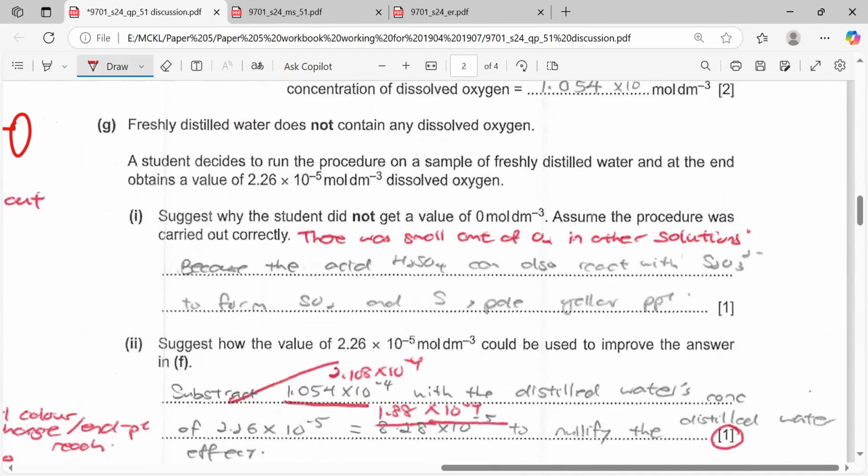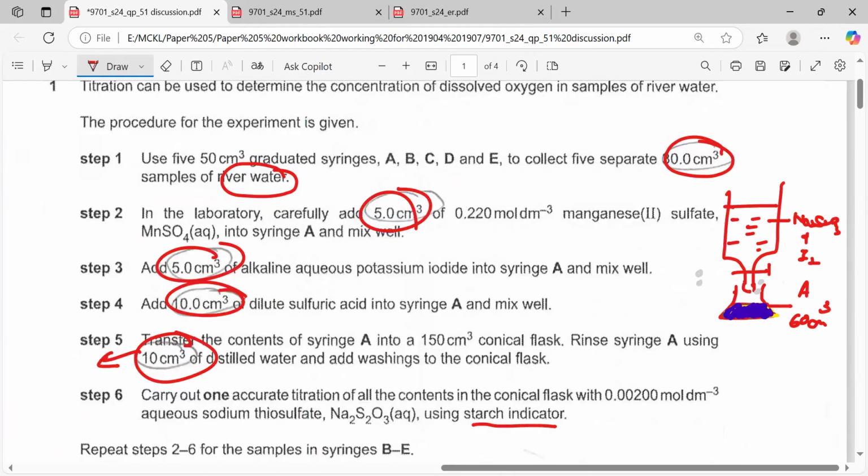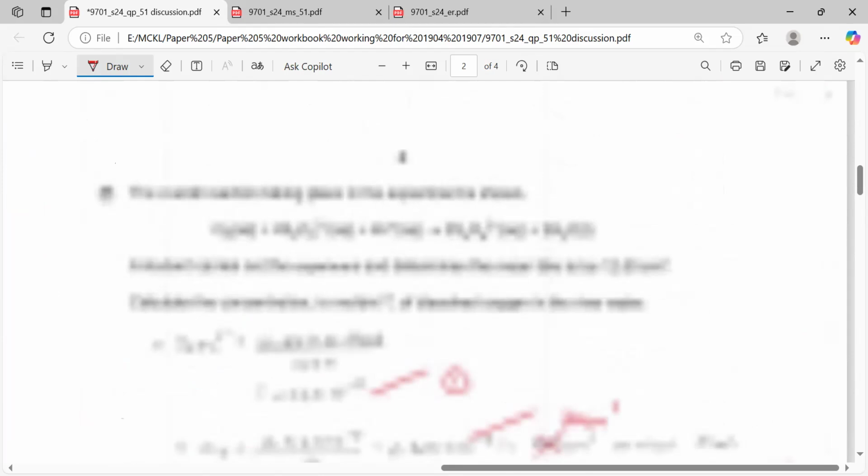Because when you run the procedure on a sample of freshly distilled water, you also have to add the remaining things. This is the negative control. You still have to put the manganese sulfate, the alkaline aqueous potassium iodide, the dilute sulfuric acid and water. This is the negative control. I think it's because these three contain a little bit of oxygen. That's why they gave some reading over here.